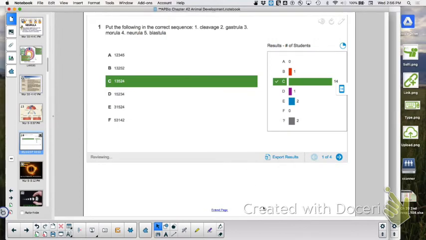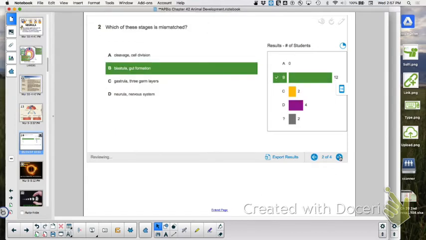Yeah, so if you put that in order, it would be cleavage, morula, blastula, gastrula, neurula. Number 2, which one is mismatched? Blastula for gut formation. What stage would you need to put there for gut formation? Gastrula, right?